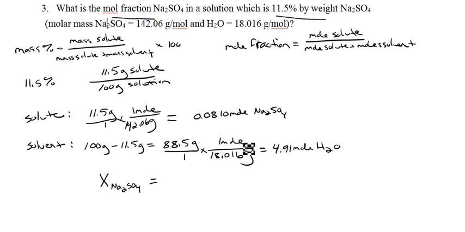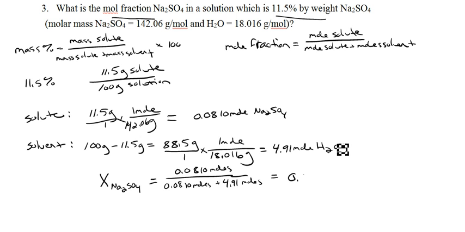So we're going to do moles of the solute, which is 0.0181, and then over moles of solute again, 0.0810, plus the moles of the water, the 4.91 moles. And again, we leave this as a decimal form. So this would be 0.01692 is the mole fraction, which is unitless, in relationship to the solute in that solution. Okay, we're done. Thank you.